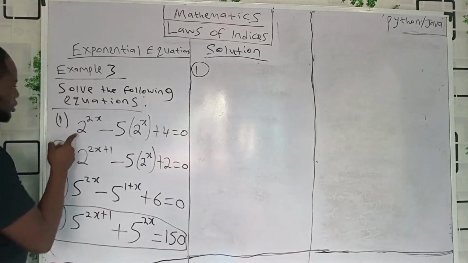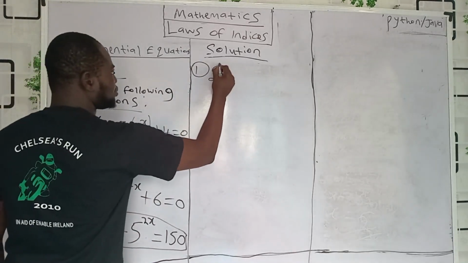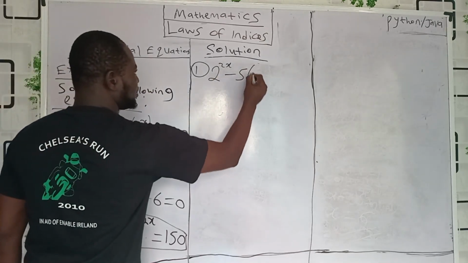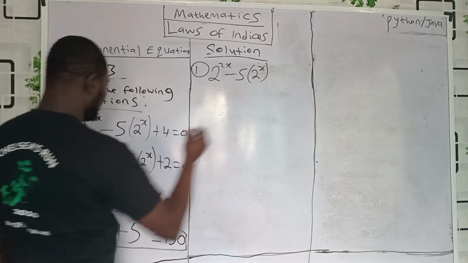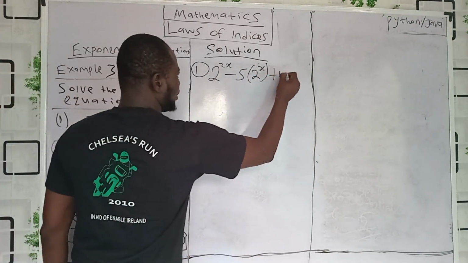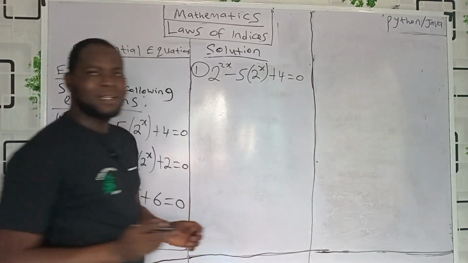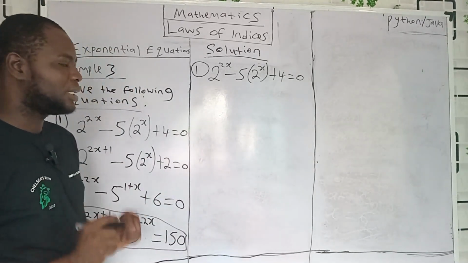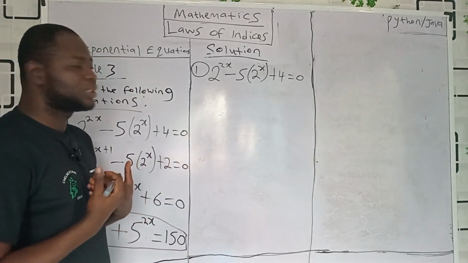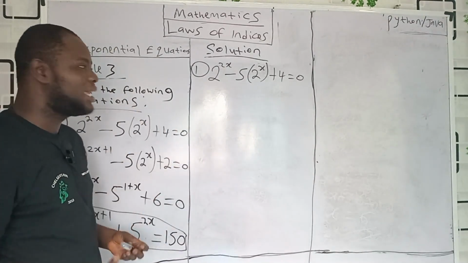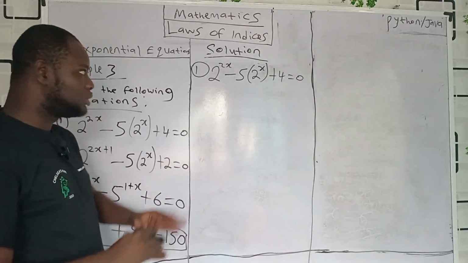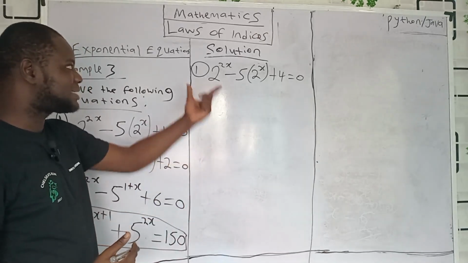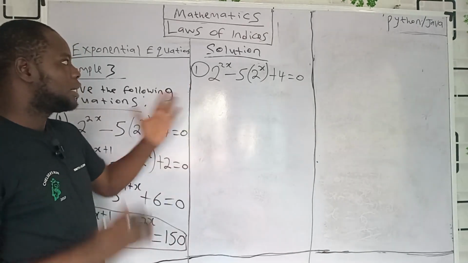Question one. So we have 2 raised to power 2x, minus 5 into bracket 2 raised to power x, plus 4 equal to 0. Whenever we have this kind of equation, the first thing we have to put in our mind is how to simplify that equation so that you'll be able to get whatever you are asked to do conveniently.